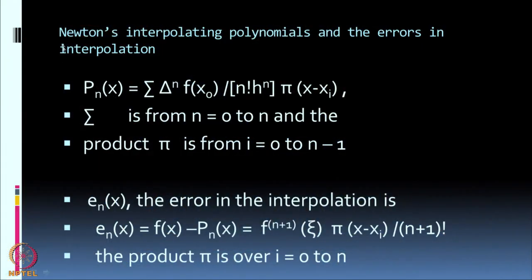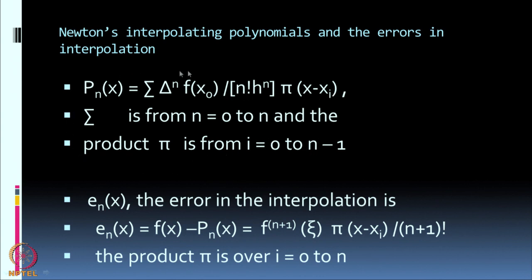Before we conclude this section, we also want to know what is the error in our interpolating polynomial. So, look at this Newton's interpolating polynomial. P n x is given as a sum of delta n f x naught, the nth order forward difference, divided by n factorial into h to the n, times the product of x minus x i. The summation is over all the forward differences delta 1, delta 2 all the way up to delta n, so that is my sigma going from n equal to 0 up to n, and the product is from 0 to n minus 1.